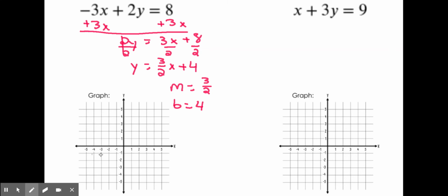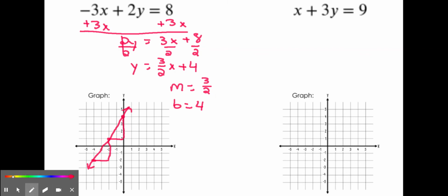Graph the line that has a slope of 3 halves and a y-intercept of 4. So there's my y-intercept of 4. Notice I did not have room to go up 3 and right 2. I was out of room, right? So remember, if you're out of room and you're about to go off the graph, reverse it. So instead of up 3 and right 2, I went down 3 and back 2. Notice the line I drew has positive slope. I should have had a positive slope.